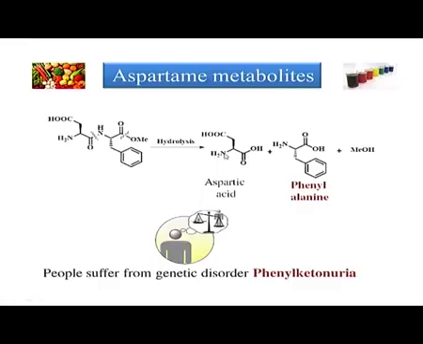The moment it reaches the liver, it will be acted upon by enzymes and hydrolyzed. This peptide bond will be hydrolyzed, resulting in formation of both the monomers, which are aspartic acid and phenylalanine. Now, the problem is for people who suffer from a disease called phenylketonuria, which is their body's inability to process phenylalanine, and then phenylalanine tends to get accumulated in the body. So, for such patients, using aspartame as a non-nutritional sweetener is certainly not advisable.